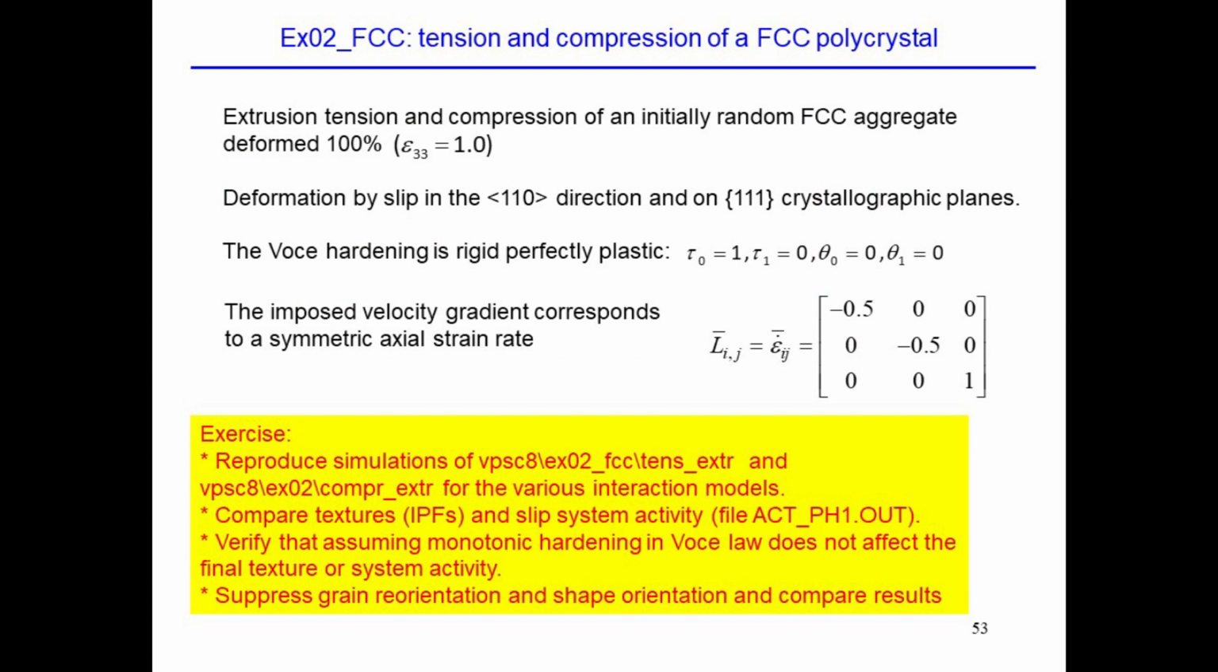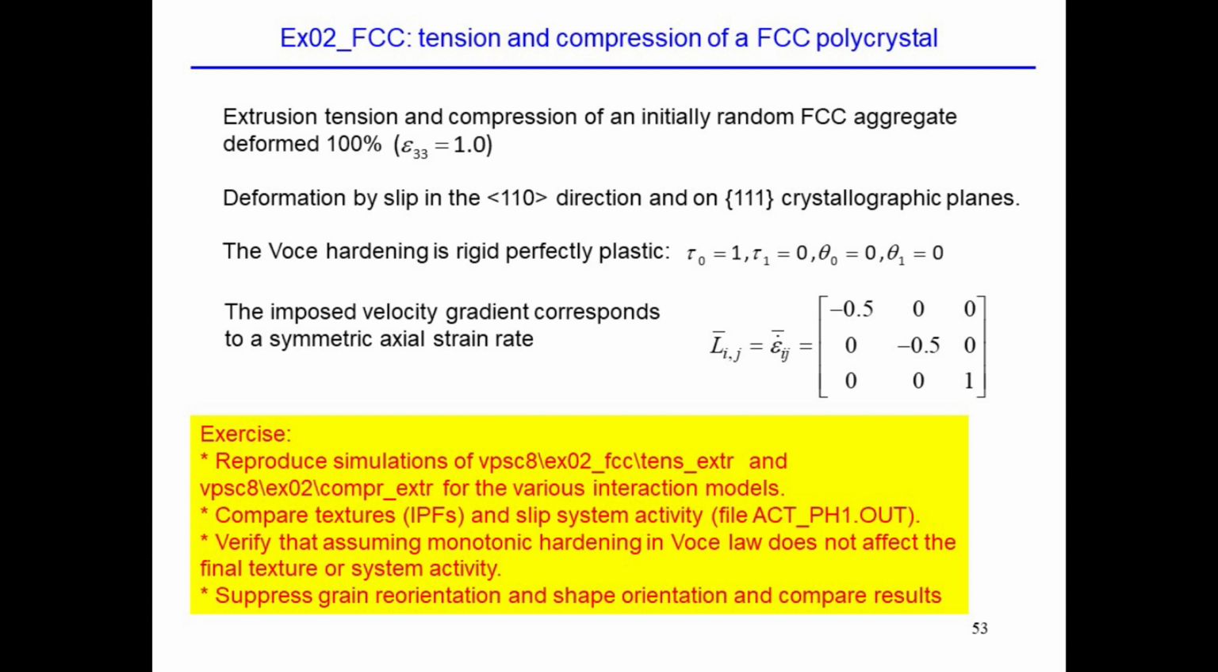We said we are going to look first at example 2, which is tension and compression of an FCC polycrystal. There is only one slip system here, the 110 Burgers vector on the 111 crystallographic planes, and we are not putting any hardening. The hardening law is rigid, perfectly plastic, where only tau 0 is equal to 1, and the imposed velocity gradient is this one, tension in the direction 3 with compression or lateral strains minus 0.5, and this is a rate.